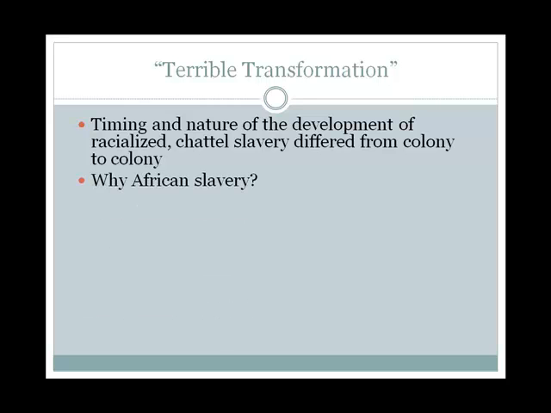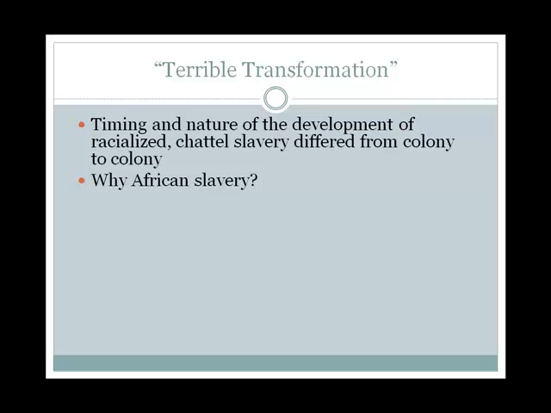First, we'll deal with this question of why African slavery. And to a great extent, this is based on a kind of reverse question. Why not continue English indentured servitude or the use of Native American labor? Why is there an option? Why do the settlers opt to use African labor and to make their system of labor a racialized system?